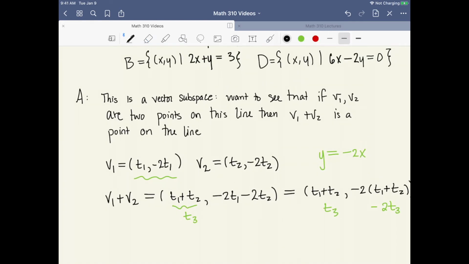I can do the same check for scalar multiplication. If I take a scalar c times vector v1, then I multiply through component-wise and I get (ct1, minus 2ct1).